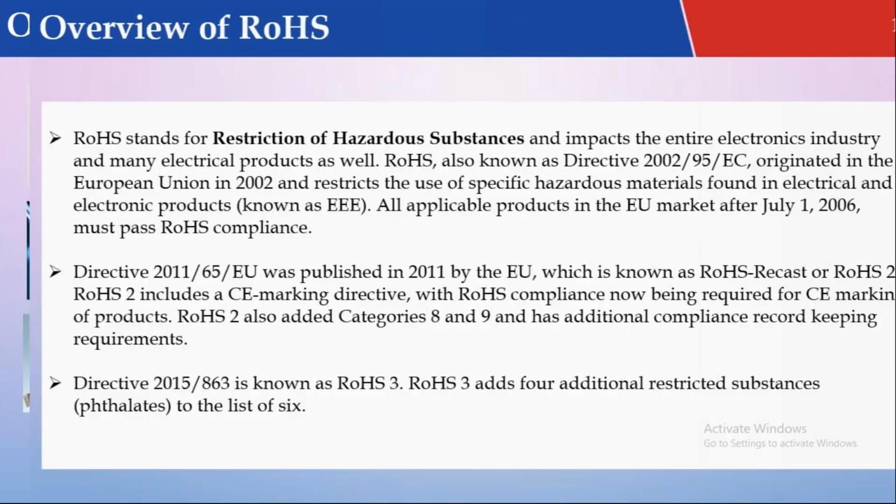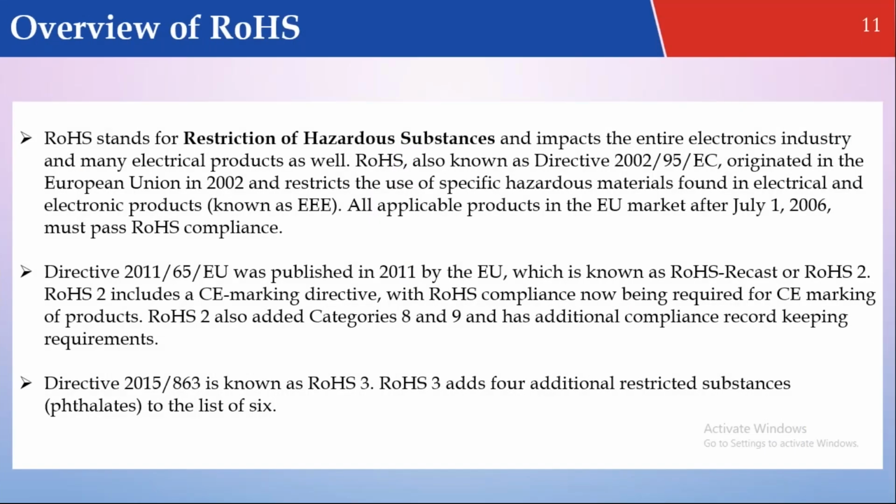Now we are going to see the overview of RoHS. RoHS stands for Restriction of Hazardous Substances, which impacts only the electronic industry as well as electrical products. RoHS is officially known as Directive 2002/95/EC. EC is the European Commission, and it originated in the European Union in 2002. It restricts the use of certain hazardous substances found in electrical and electronic products. It was formulated in 2002 and came into effect on July 1, 2006. So all products entering the EU market after July 2006 must pass this compliance.